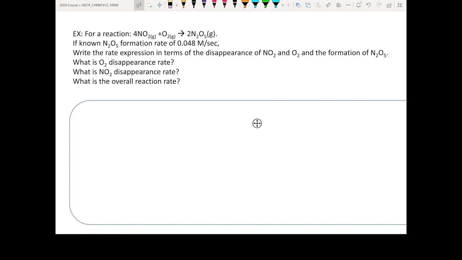for a chemical reaction, 4NO2 plus O2 become N2O5. If the known N2O5 formation rate is 0.048 M per second, write the rate expression in terms of the disappearance of NO2 and O2 and the formation of N2O5. And then calculate what is the O2 disappearance rate, what is the NO2 disappearance rate, and what is the overall reaction rate. The question looks very complicated, okay, but it is not.